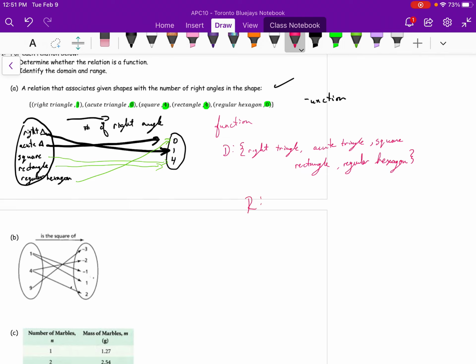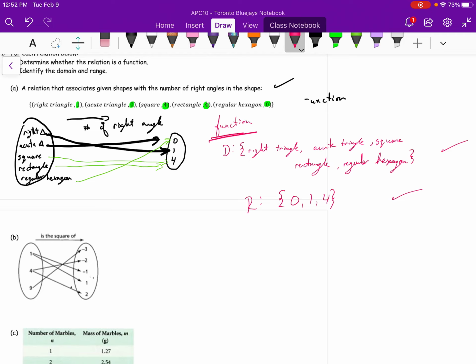The range for this relation or this function are all the elements of the second set, 0, 1, and 4. So what we notice is that there are more elements in the domain than in the range. An indication that this may be a function is that we have more elements in the domain than in the range. Now, this doesn't always tell us whether we have a function or not, but it definitely helps out.